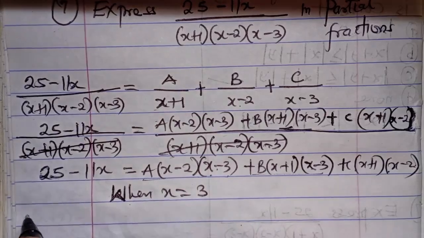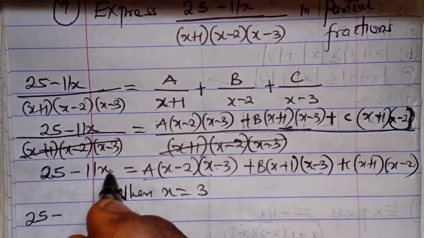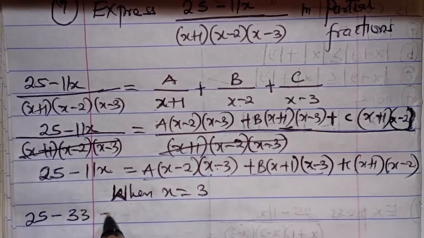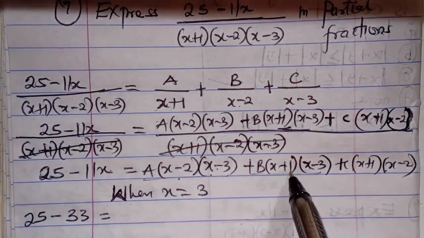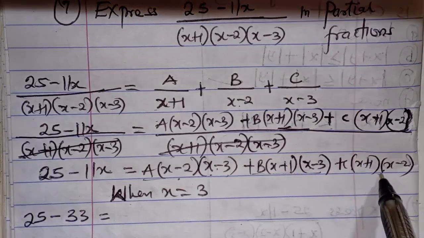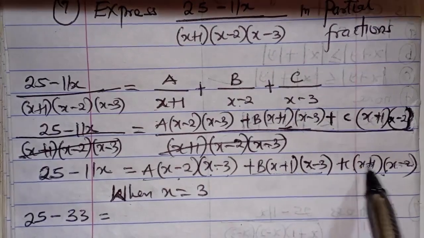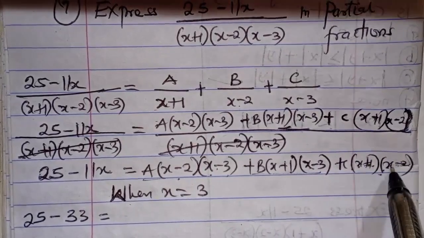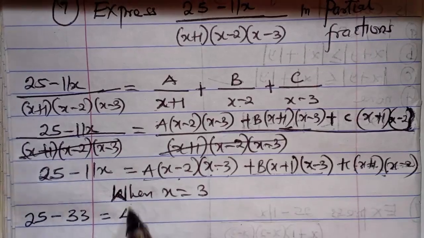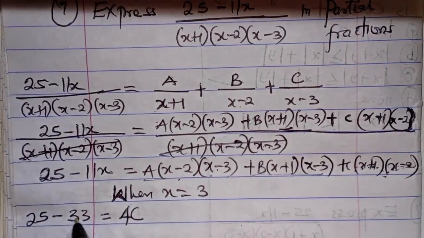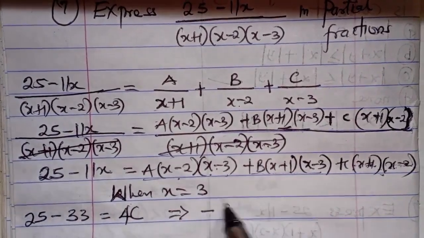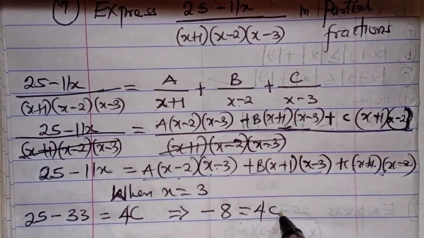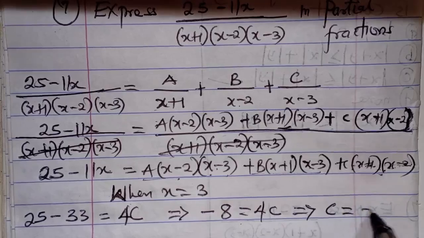So this is 25 minus 3 times 11 is 33. This is 0, this is 0. Okay, let's see what this will be. 3 plus 1 is 4. 3 minus 2 is 1. Of course, 4 times 1 is 4. Times c, that's 4c. This minus this is minus 8. And this implies that c is equal to minus 2.